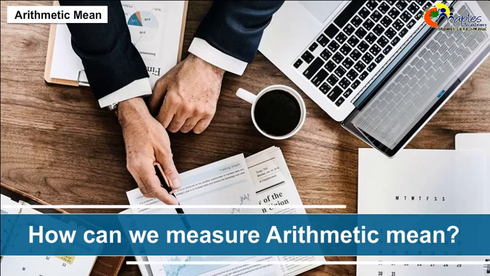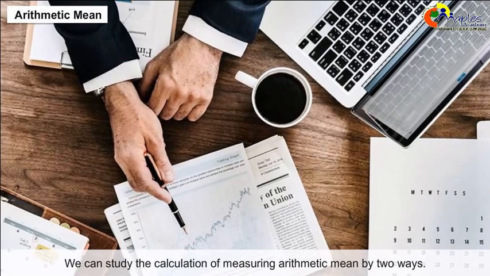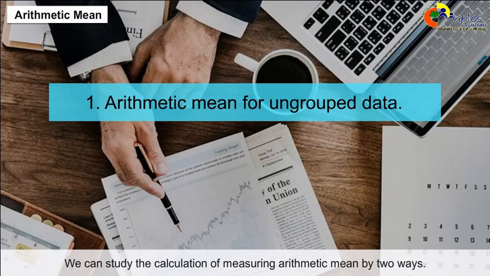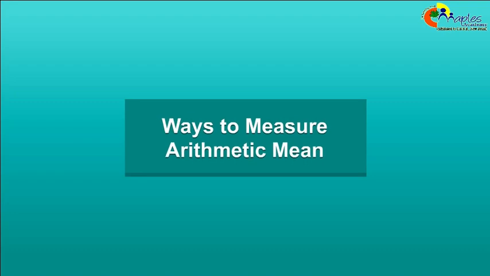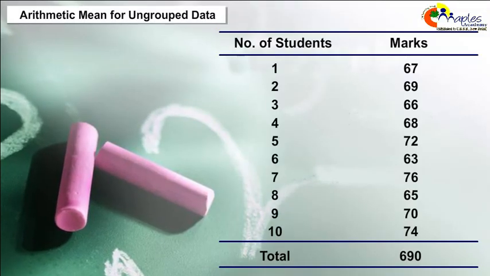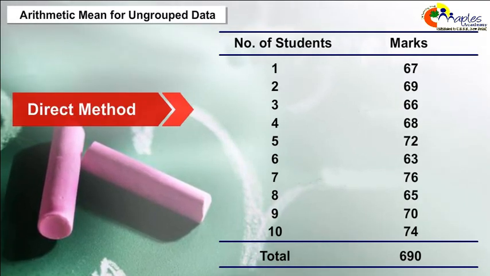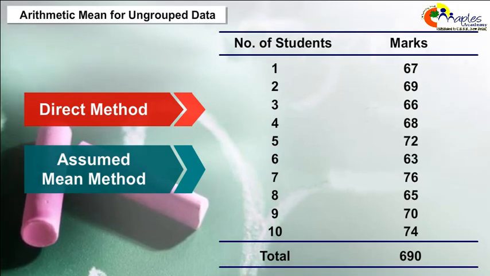How can we measure arithmetic mean? We can study the calculation of arithmetic mean in two ways: 1. Arithmetic mean for ungrouped data. 2. Arithmetic mean for grouped data. Ways to measure arithmetic mean. Arithmetic mean for ungrouped data. We use the following methods to measure arithmetic mean for ungrouped data.